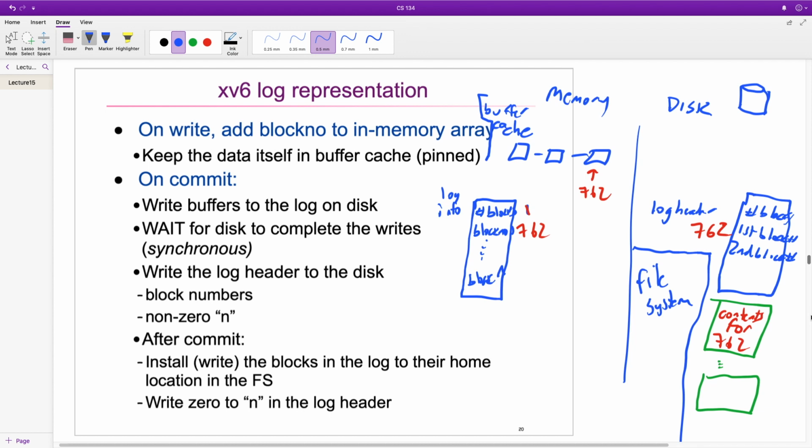And then once we're done with that, we go back and write 0 to here. Does that make sense? That's going to work. Okay.